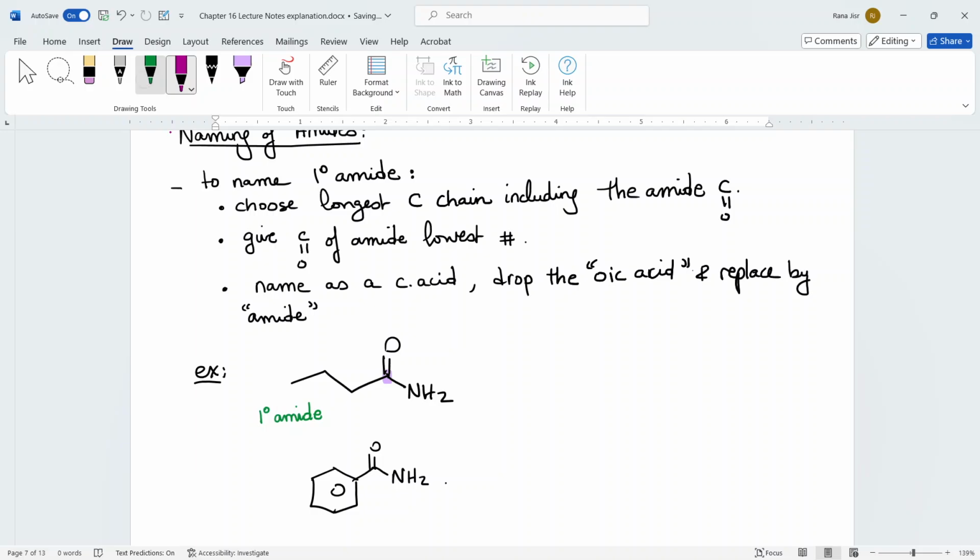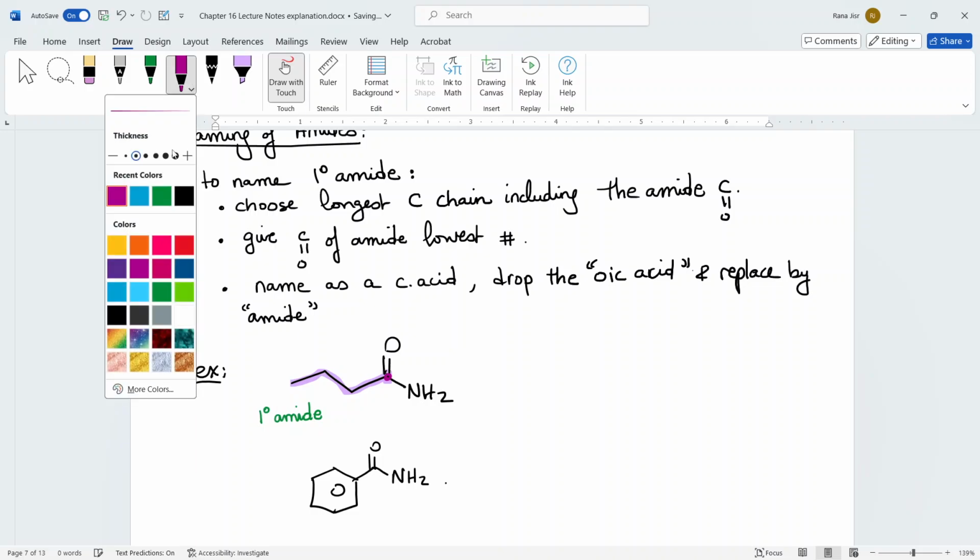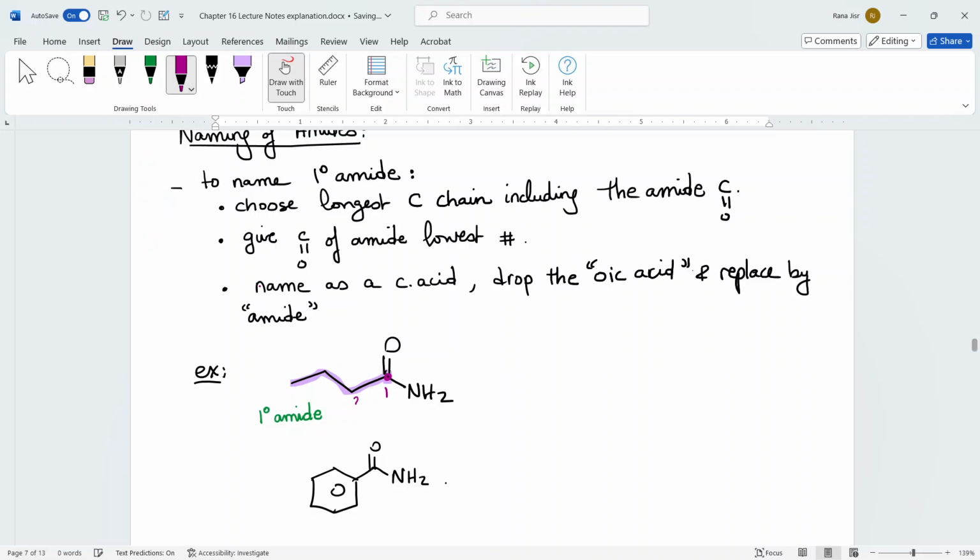We are naming this, so we're going to choose the longest carbon chain. Let's highlight it. This is going to be my longest carbon chain, including the carbon of the carbonyl. I'm going to start numbering from that carbon and give it the lowest possible number, so it's carbon 1, 2, 3, and 4. So I know that this is butanoic acid, because all of these amides are derived from a carboxylic acid. So it's a butanoic acid.